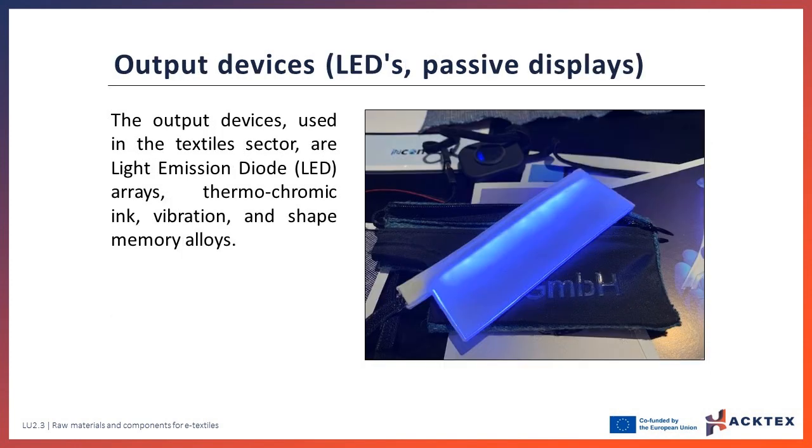The output devices used in the textile sector are light emission diode (LED) arrays, thermochromic ink, vibration, and shape memory alloys. The light emission diodes or LEDs are used on the electroluminescent-based displays. Conversely, the electrochromic displays or passive displays in textile structure are emitting multicolor lights, not by photons, but by using chromic or luminescent materials, as electroluminescent diodes, that reflect light in different ways.